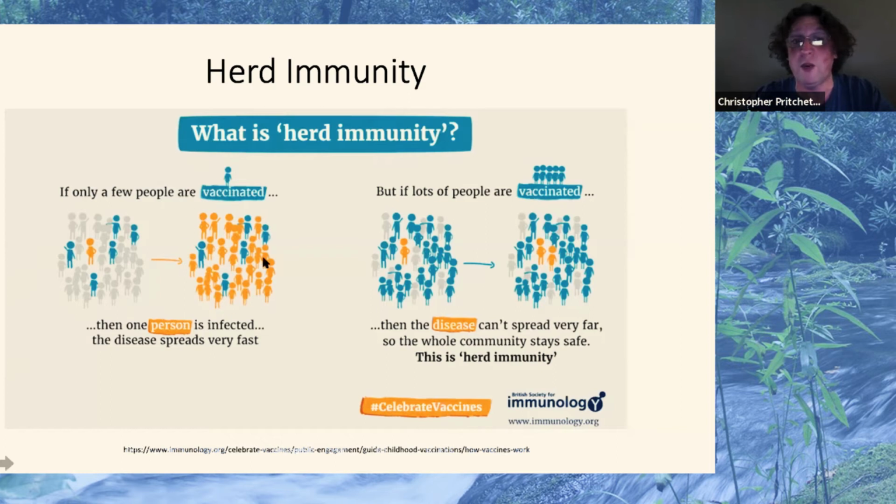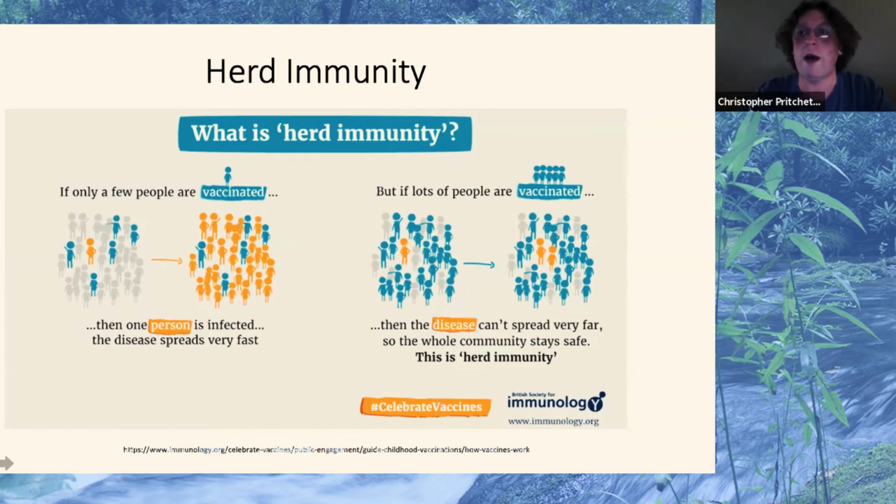And so you can see what happens if you don't have enough of the population vaccinated: you end up with a lot of people getting infected. And that may be something as simple as the common cold, or it could be something much, much worse in the case of SARS-CoV-2.